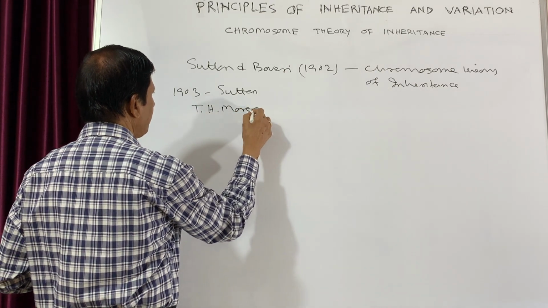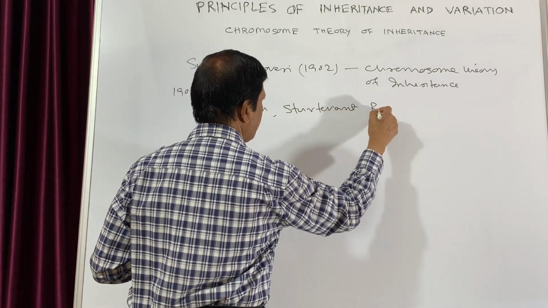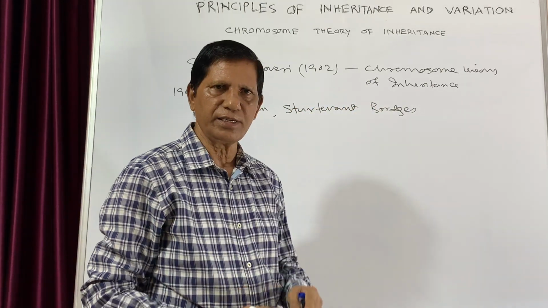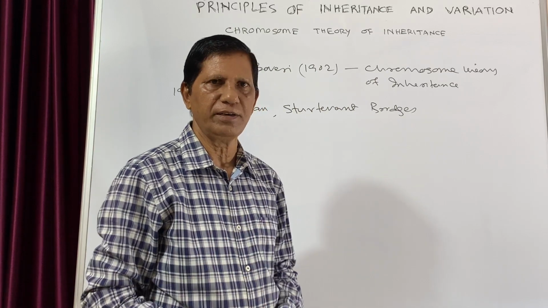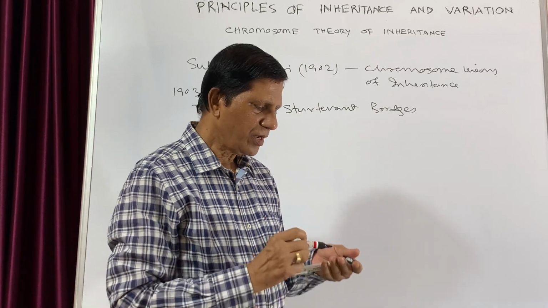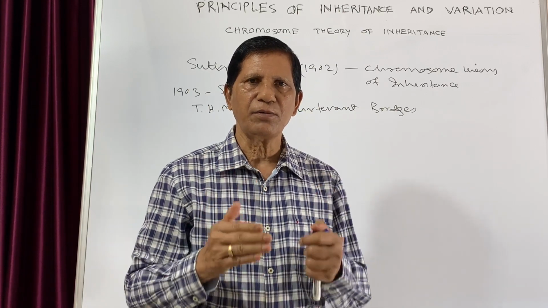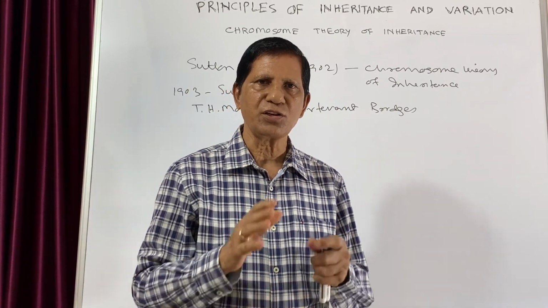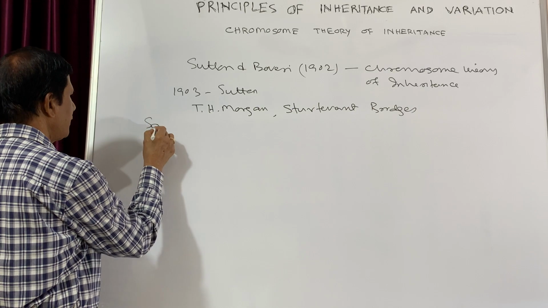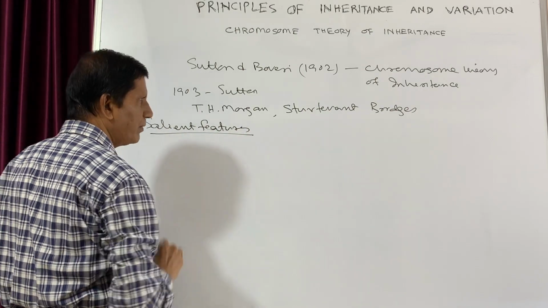Morgan, Sturtevant, and Bridges elaborated the chromosome theory of inheritance. They supported it, they elaborated it, they expanded it, showing that actually the characters lie in the chromosomes. So what are the different features that make us believe that the chromosomes are the bearers of hereditary characters? Let us discuss some of the salient features of the chromosome theory of inheritance.